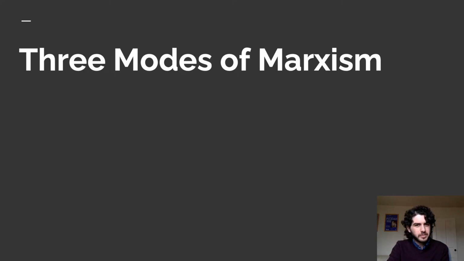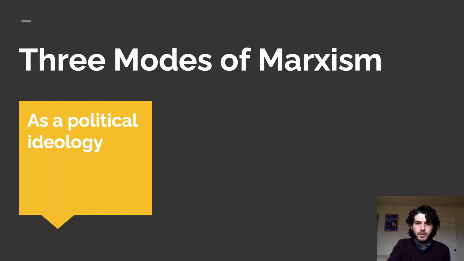So what is Marxism then? Well, there are three ways we can understand the term Marxism. The first is as a political ideology, which is what we're most familiar with, a set of principles that organize political action.